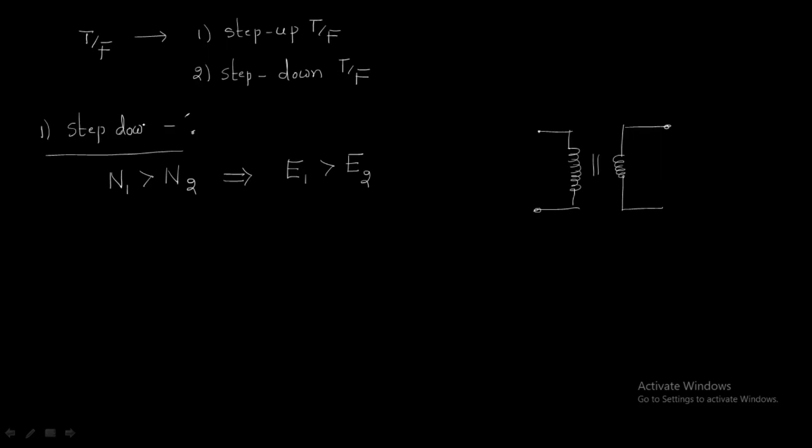Why step down transformer? Why it is step down transformer? Number of turns is more, induced EMF E1 is high, and number of turns is less, so induced EMF in secondary is low. So that's why E1 is greater than E2. Step down, the voltage will be down. This is the step down transformer.